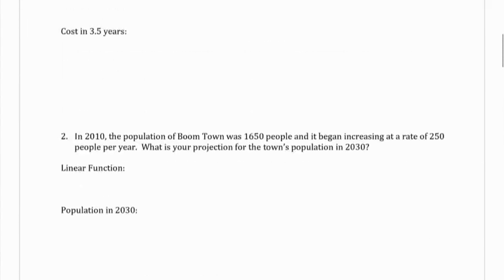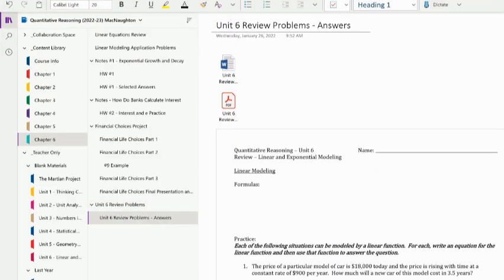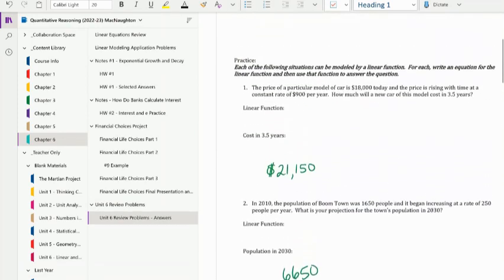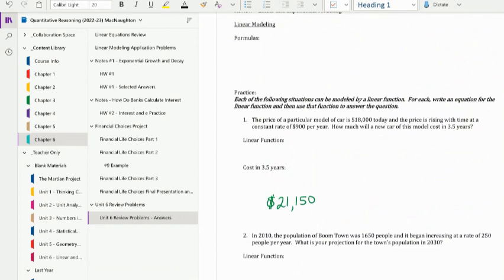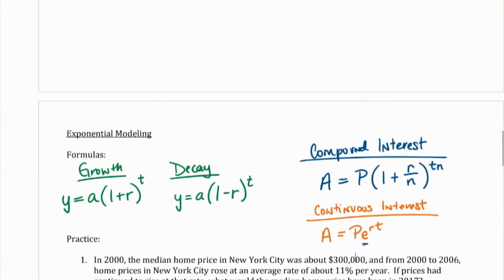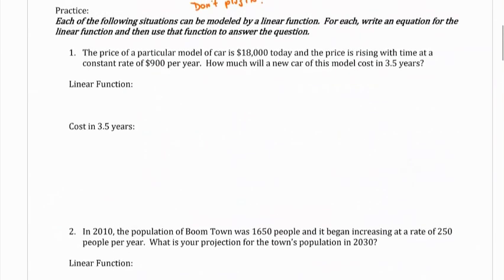Okay, so all of the answers are posted here in OneNote. If you just want to try these and then check your answers first. If you get something wrong, see if you can find your mistake. And if you still can't figure it out, come watch this video and watch me go through the problem. Okay, so go to our first one here.